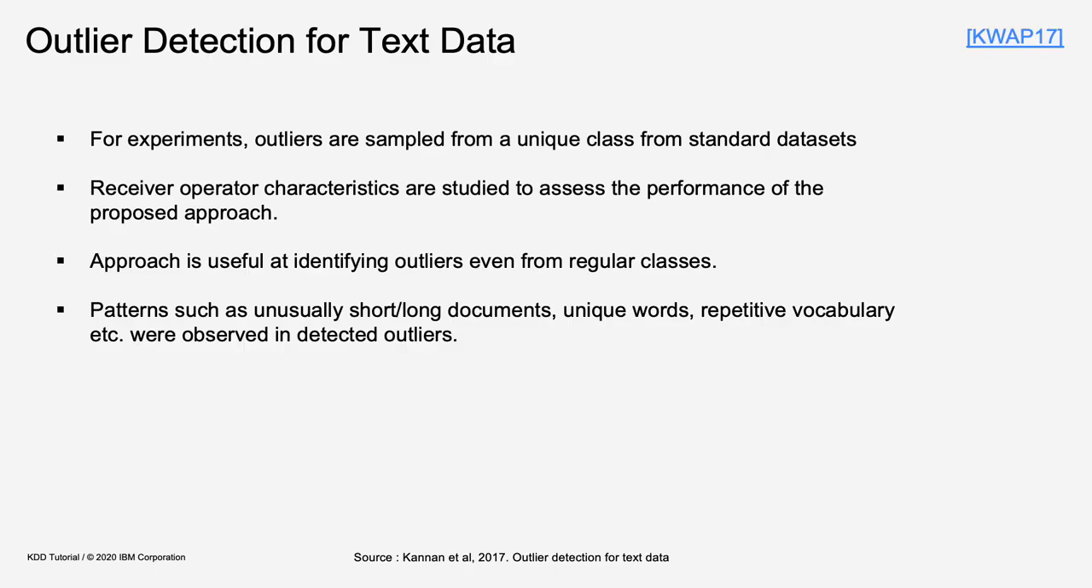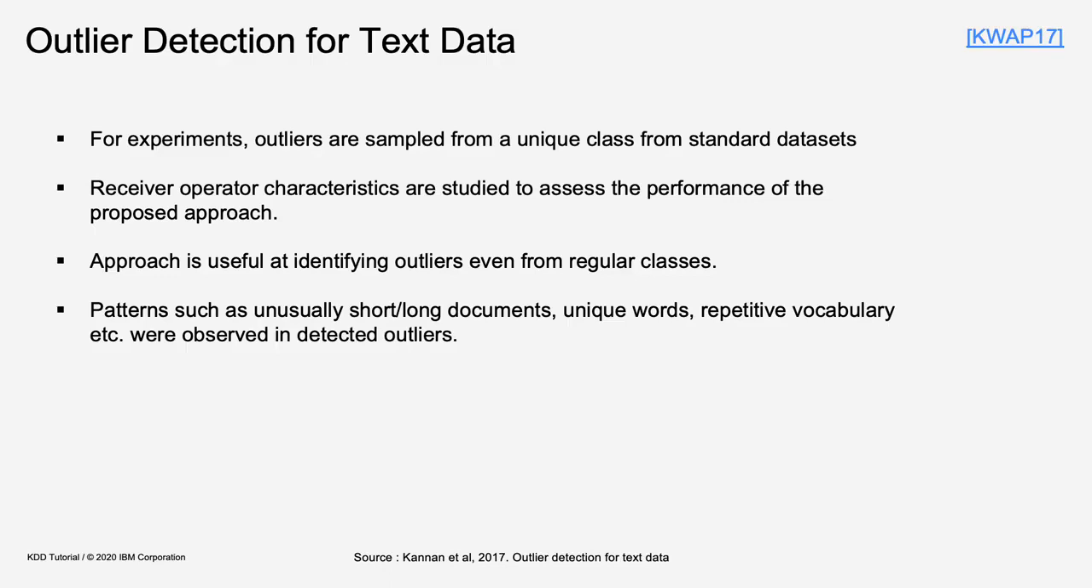For testing the results of the proposed approach, the authors consider standard datasets and sample outliers from a unique class while preserving the other classes as regular classes. The results are analyzed using the receiver operating characteristics (ROC) to evaluate a ranking of outlier scores by examining the trade-off between the true positives and the false positives, as the threshold on the outlier score is varied in a range. The approach is also able to detect outlier documents from regular classes.